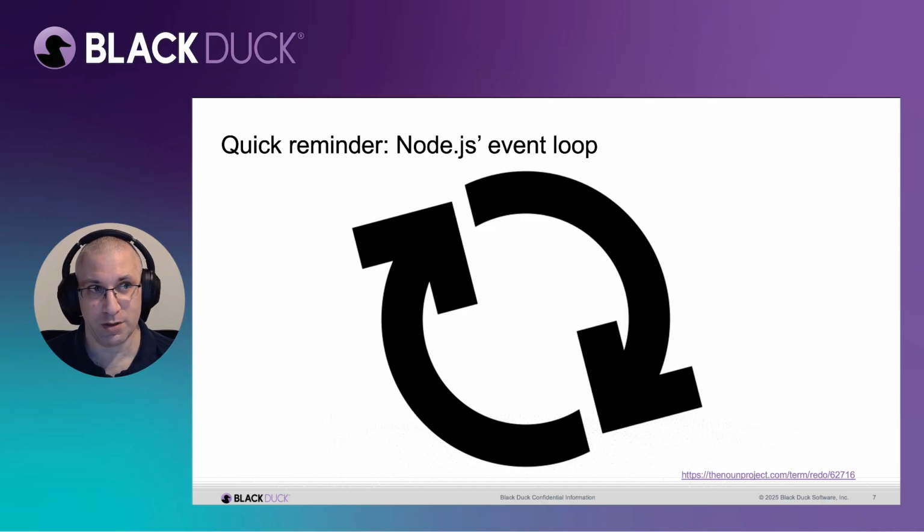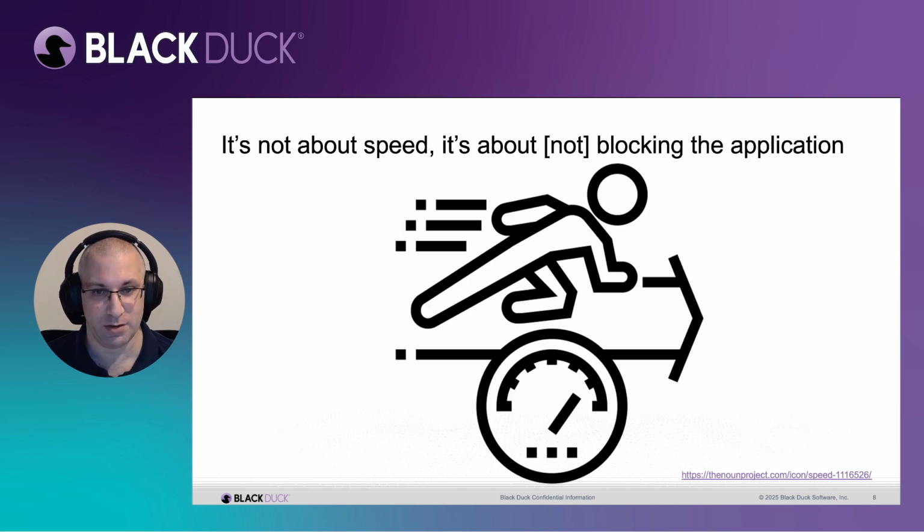Before I go into any specific examples, I just want to iterate in the most explicit terms, and I'll repeat this several times throughout this talk. We aren't just talking about speed. This is not a talk about extreme JavaScript, extreme Node.js optimizations. This is a talk about making an application that can't easily be blocked.